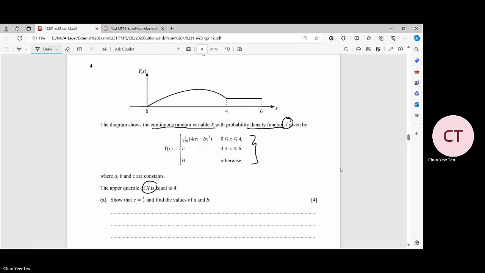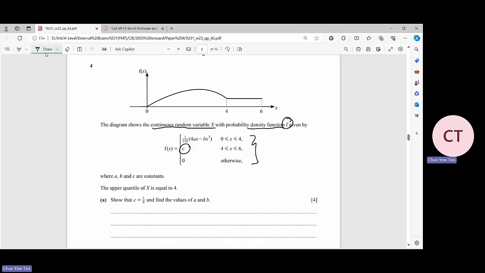Okay, so the question mentioned it is C. That means the height over here is C. Then the length over here is 2. So 2C will equal the 25%. Okay, so we need to show that C is 1 over 8.